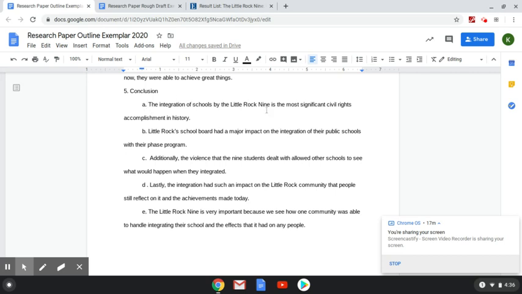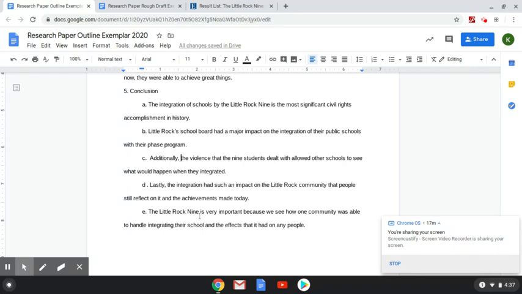The integration of schools by the Little Rock 9 is the most significant civil rights accomplishment in history. Okay, good. That's our argument. Restated. So that's good. Glad it's the first sentence of the conclusion. Second sentence. Little Rock School Board had a major impact on the integration of their public schools with their phase program. Another fact brought up from that body paragraph 1. Good. Additionally, nice transitional phrase, the violence that the 9 students dealt with allowed other schools to see what would happen when they integrated. Lastly, another good transitional phrase, the integration had such an impact in the Little Rock community that people still reflect on it and the achievements made today.